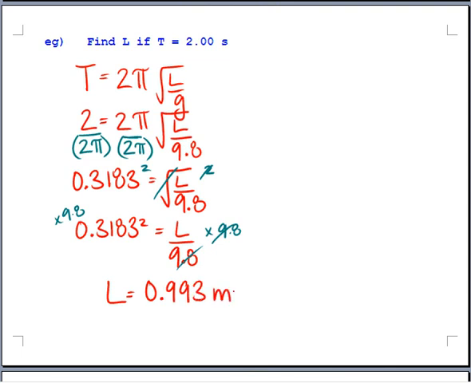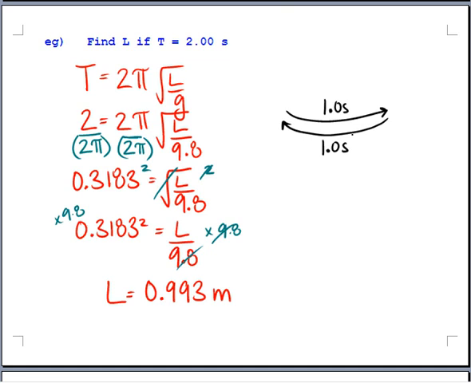Now, I want you to think about what we just did for a moment. We found the length for a pendulum that has a period of 2 seconds. So if you think about that, what does that actually mean? Well, a period of 2 seconds means it took 2 seconds to swing there and back. So you actually just found the length of a pendulum that takes 1 second to swing in one direction and then 1 second to swing back.